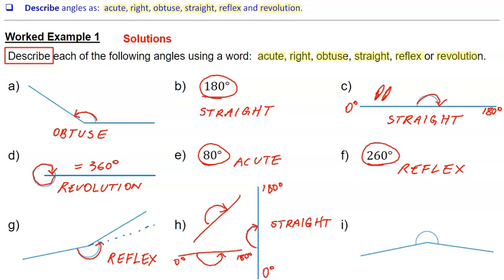Part I, here is the angle arc, indicating an angle greater than a straight line. Therefore, the best word to describe this angle is reflex.